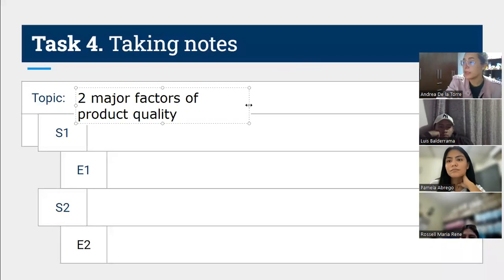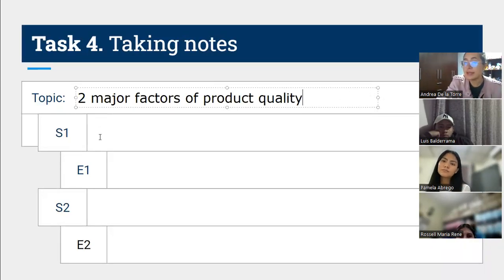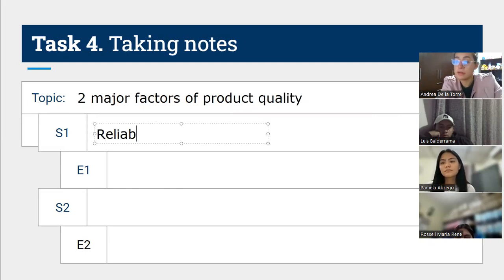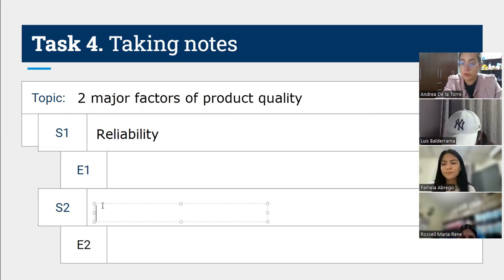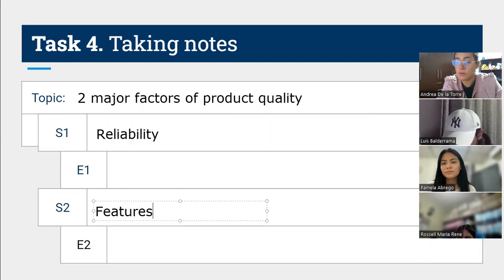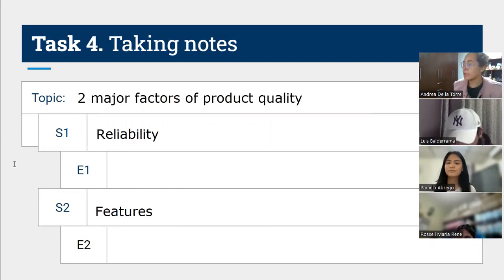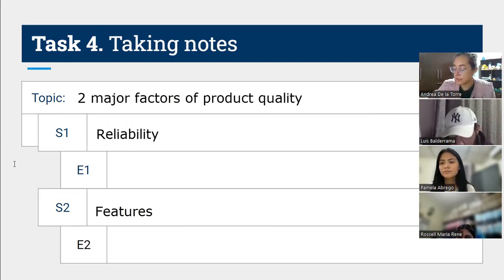Okay, guys. So Pamela already said it. The first factor was reliability, right? The first factor that influences or is related to the quality of the product. And the second was features. We already have the two of them. Now, can anyone tell me what reliability is? What does that mean?